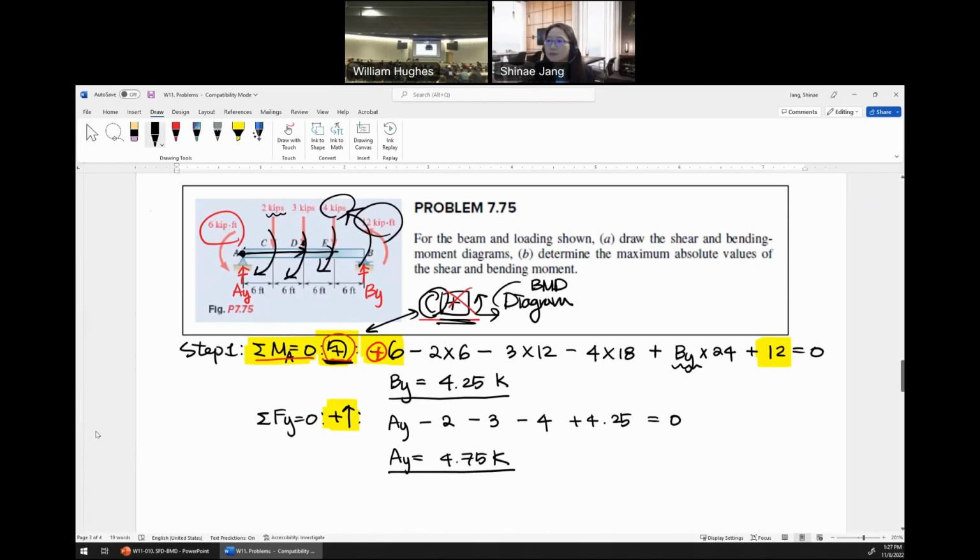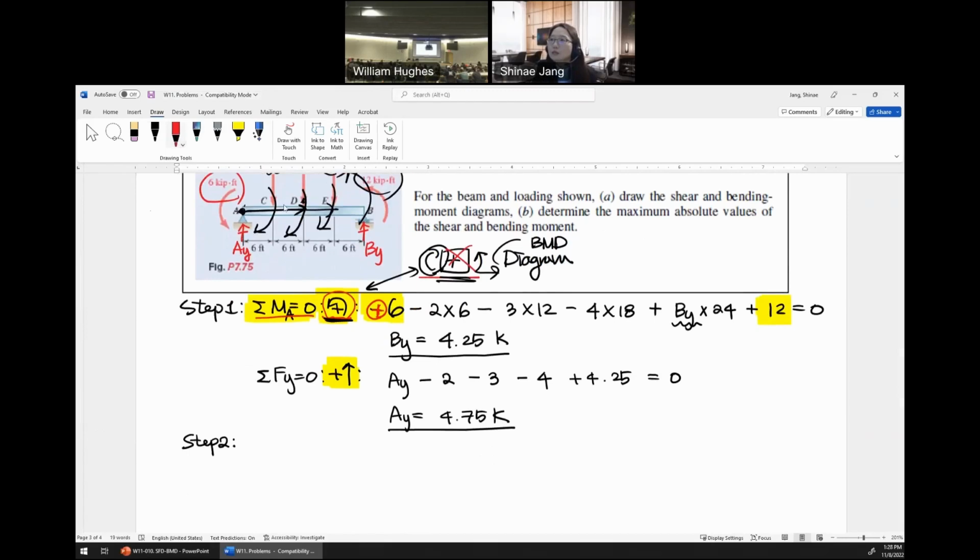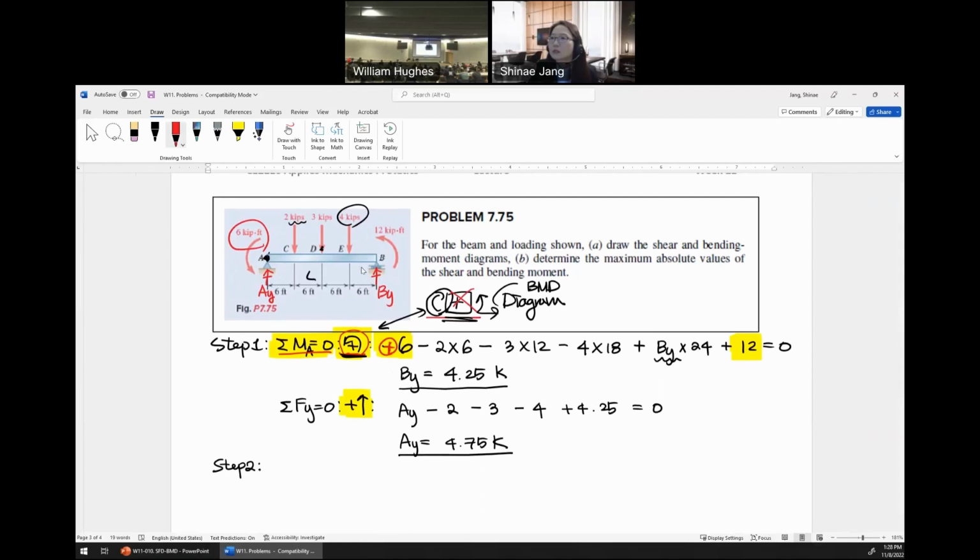And then now step 2, we'll plot the shear force diagram. Okay, so let me clean these up, and then replace the unknowns with actual numbers. AY is 4.75, BY is 4.25. Okay, and then shear force at A, B, and then it's mid span and quarter span like this, right?